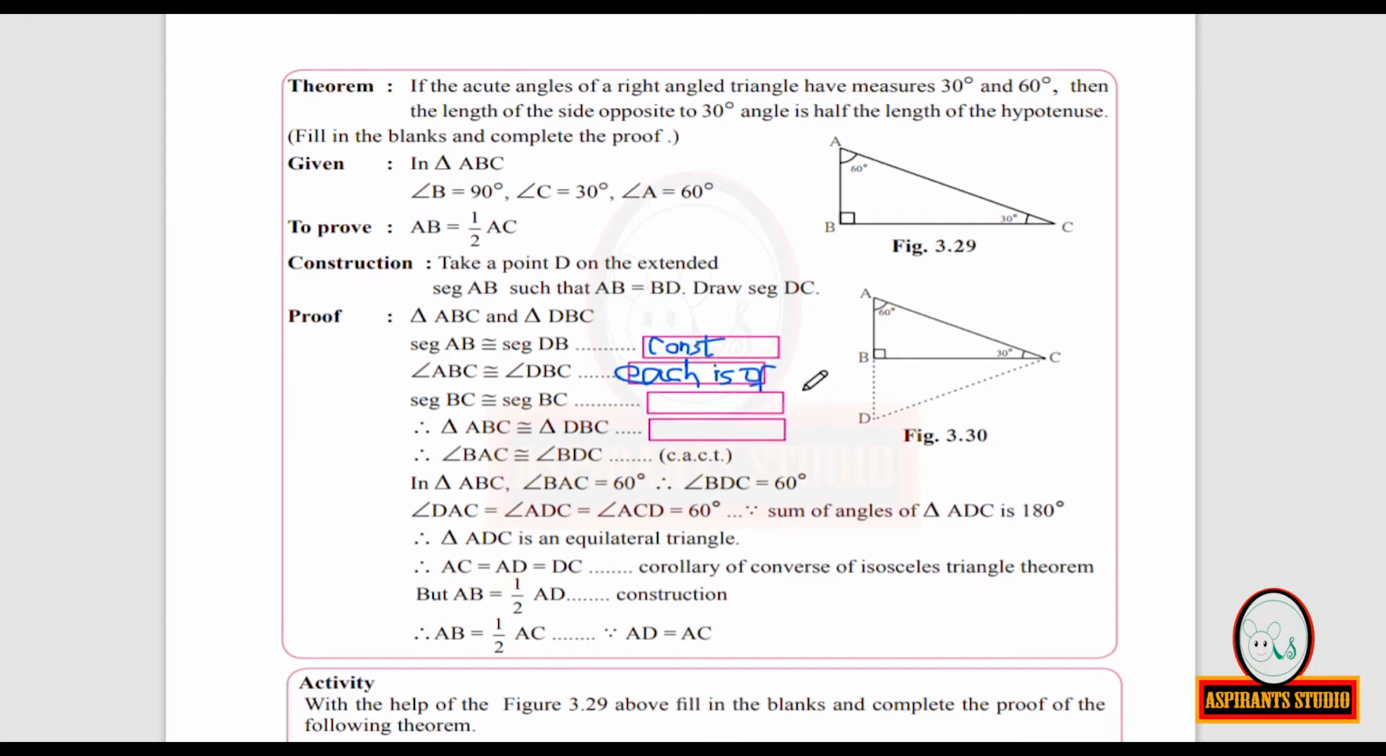Now look at segment BC in the figure. Segment BC of the triangle ABC and segment BC of triangle DBC are common sides. So common side will be the reason here. Segment BC is congruent to segment BC. Write common side.